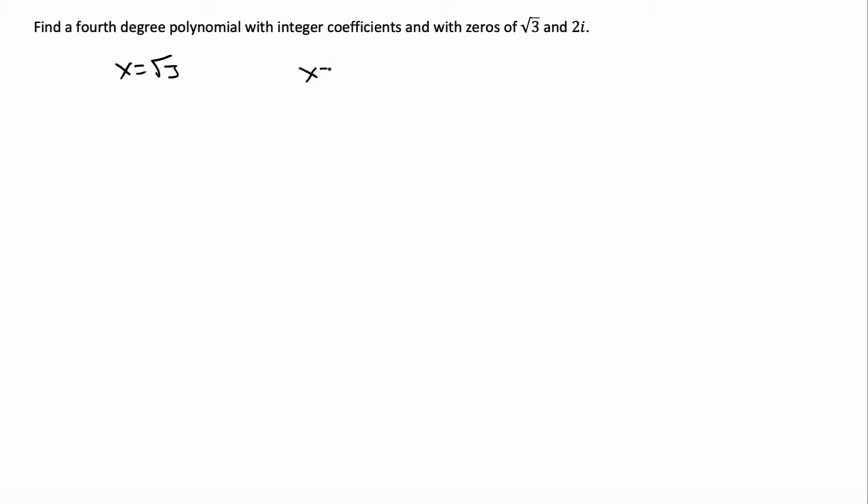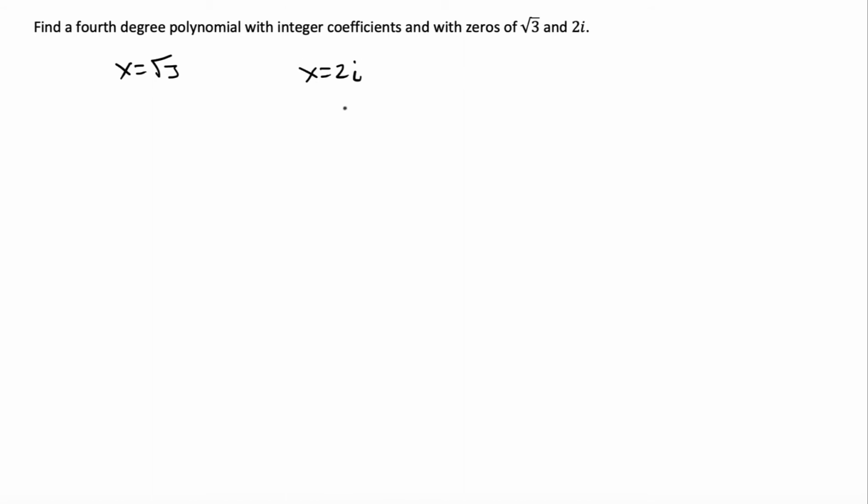All right, so find a fourth degree polynomial with integer coefficients and with zeros of radical 3 and 2i. Okay, so it's a fourth degree polynomial, which tells us that we need four solutions, right? And if you read the question, we're given two of them. We know that x equals radical 3 is one of the answers. We also know that x equals 2i is one of the answers. So what are the other two solutions?